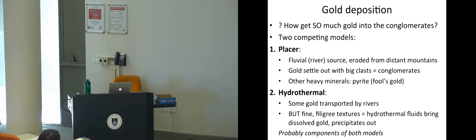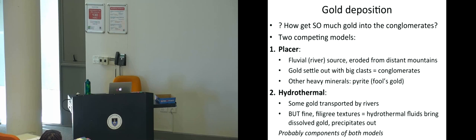So this is one explanation of how we've got so much gold. And if you look at the individual little gold grains in the conglomerates, you can find rounded grains, grains which have been moved by water. They've been rounded by flowing in a river. So that's the evidence to suggest that this is where the gold comes from.